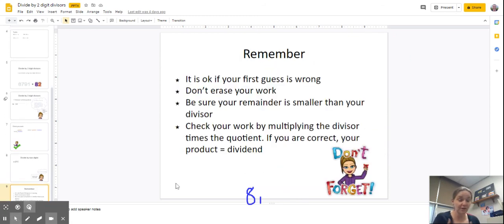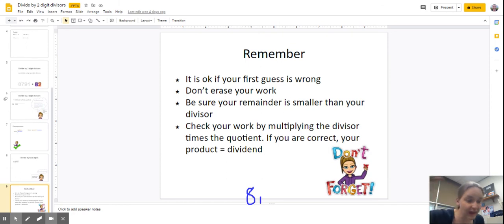Here's just a couple of quick reminders. Please put these in your math journal. It's okay if your first guess is wrong. It's okay if you guess that you're dividing by 5, but you're actually dividing by 6. That's fine. We take our guesses, and we should have a relatively close guess, but it's okay if we're a little bit off.